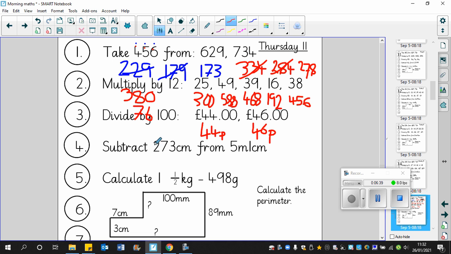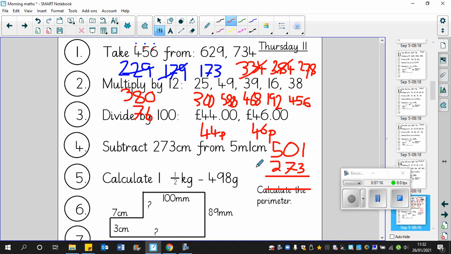Anyway, next one, subtract 273 from 5 meters and 1 centimeter. Now 5 meters is of course 500 centimeters, 500 and 1, so 501. I wonder if any of you put 5 and then a 1 and then a 0. Right, anyway, 501 subtract 273. Do this.